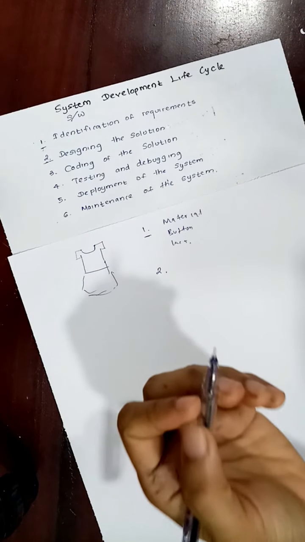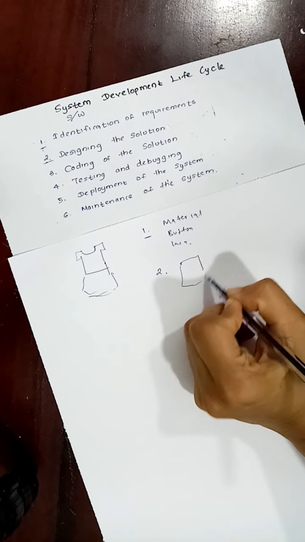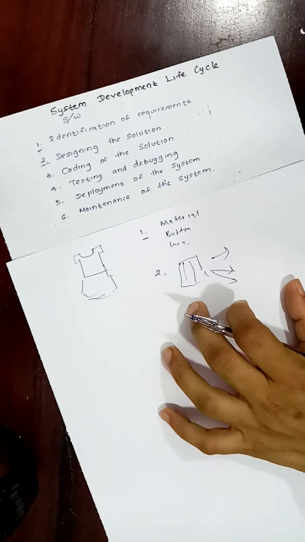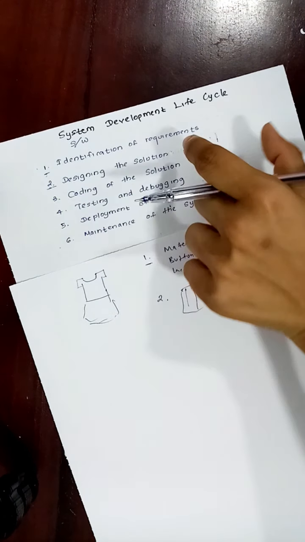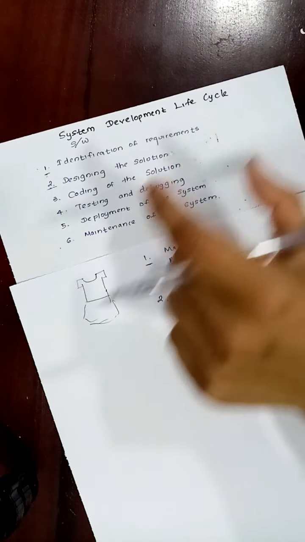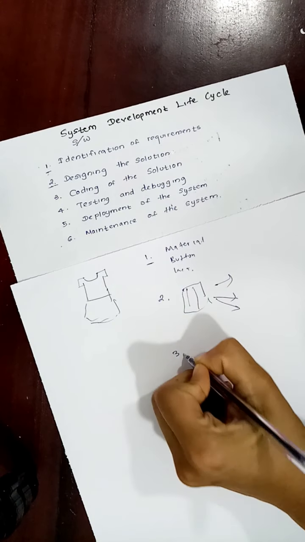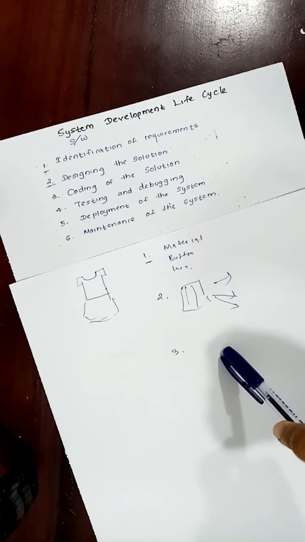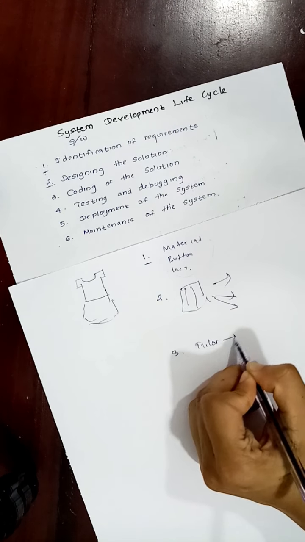Now you are going to search for a desired design. You will search from the internet or from others' dresses, or somehow you are going to search. Here also, designing the solution for these requirements, you are going to design a solution. Then the third is coding of the solution. In the real world, for the dress, you took material, then you got a design, then you are going to give these things to the tailor to stitch.